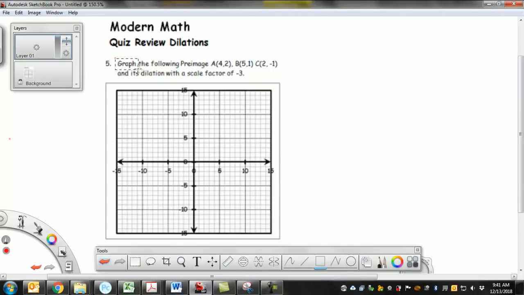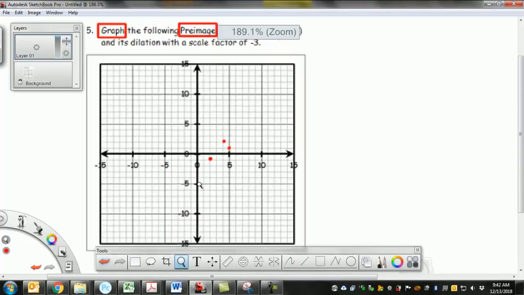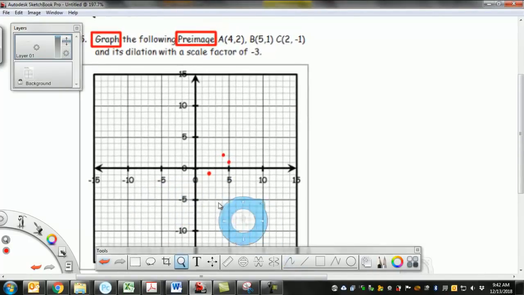Okay, our next problem, we're supposed to graph the following pre-image: 4, 2; 5, 1; and 2, negative 1. We're supposed to do a dilation with a scale factor of -3. Okay, let's go ahead and draw our points. There's 4 and 2, there's 5 and 1, and then 2, -1. And this is a really, really small picture. Let me zoom in so I can write this a little bit better.